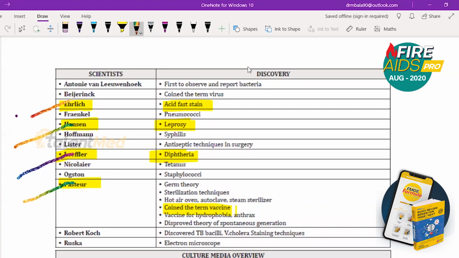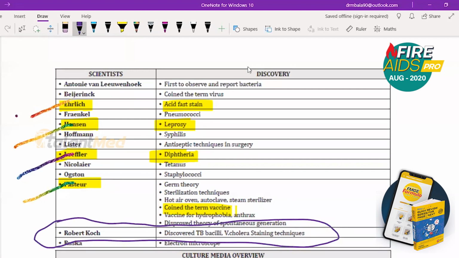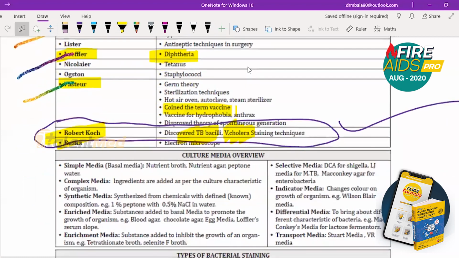Now, more important than these 4 points is Robert Koch. He discovered TB bacilli and Vibrio cholerae. This is an old question, but what you must remember here is TB. Almost everyone knows that Robert Koch means TB, but you should know Vibrio cholerae also. That is why I am saying this point separately. So Robert Koch is not only for TB, it's also for Vibrio cholerae and staining techniques. I hope everyone will get this MCQ right.